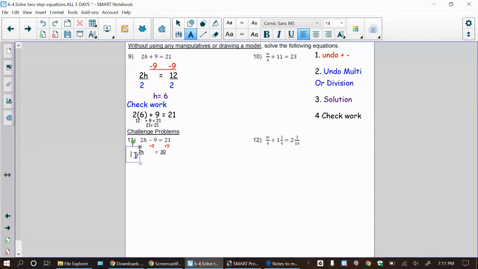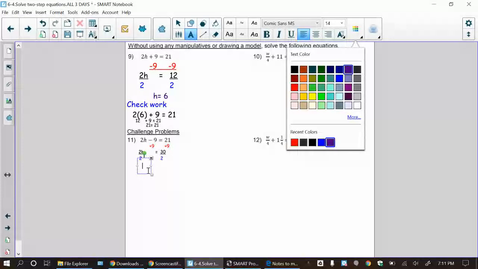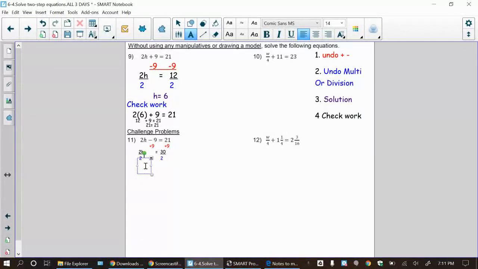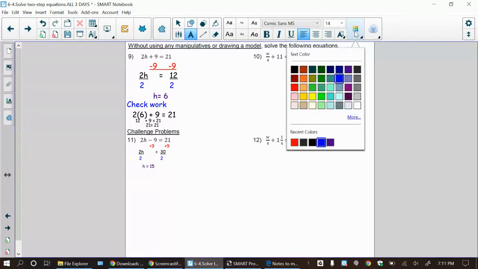Now remember, you are showing this on both sides. Okay. So I put 2 there. I've got to put a 2 over here. Then we need our solution. What does h equal? Well, h equals, what's half of 30? H equals 15. And of course, check your work.